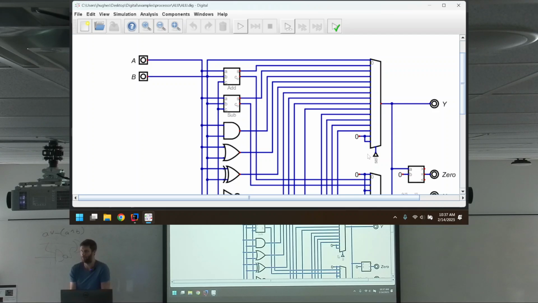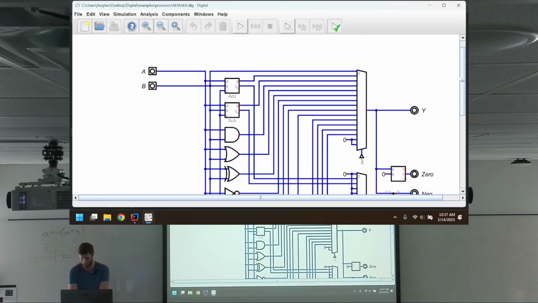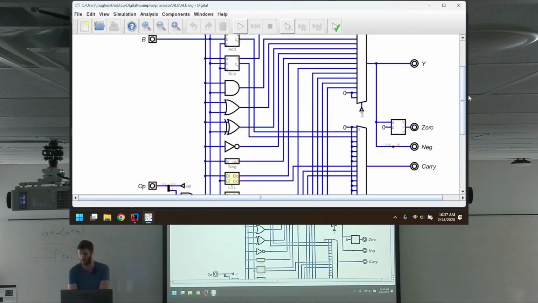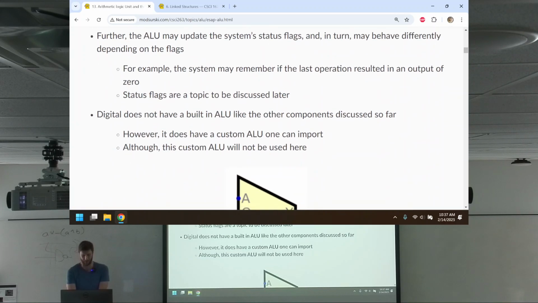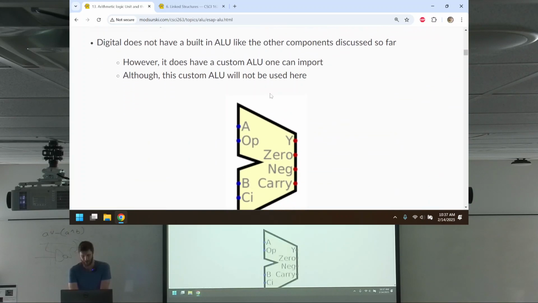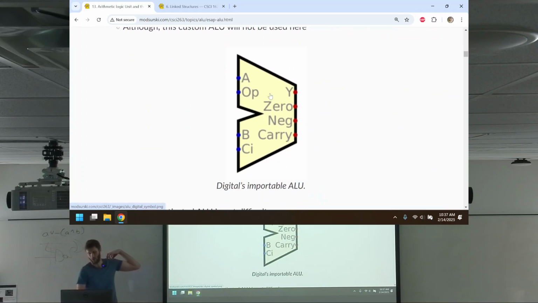So it's pretty cool. It's a simple design. Now, of course, each of these has its own design inside, right? Add, subtract, and, or, we know that these all have their own configurations. But this is the general idea of the ALU. Our ALU is going to be simpler. Anyways, this is Digital's ALU if you import it.